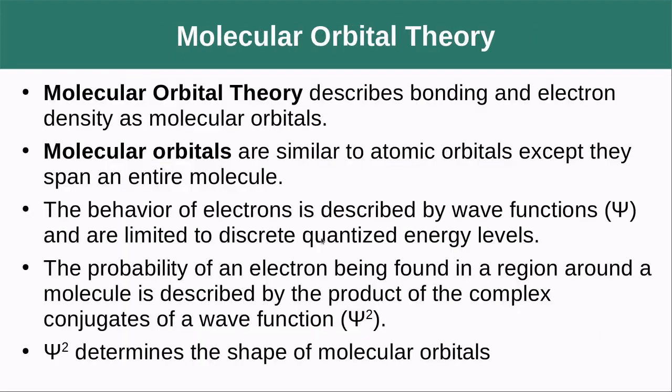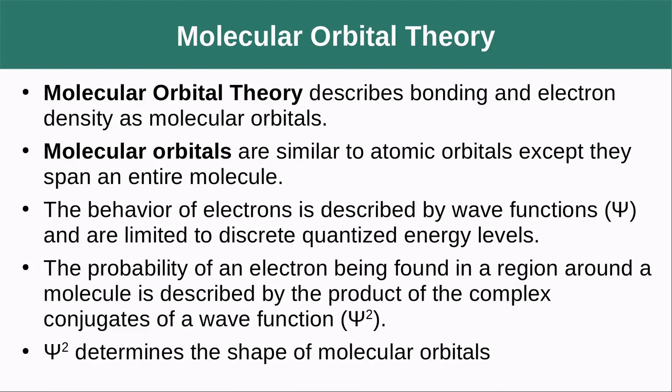Molecular orbital theory. So far we have been talking about overlapping atomic orbitals forming bonds. In molecular orbital theory, those atomic orbitals actually combine together to form a new orbital that encompasses a larger part of the molecule. Molecular orbital theory describes bonding and electron density as molecular orbitals. The molecular orbitals are similar to atomic orbitals, except they span an entire molecule.